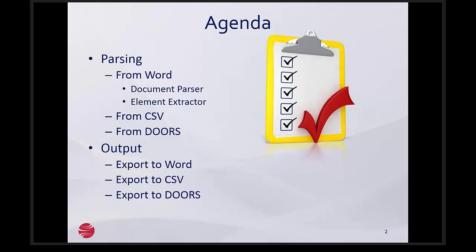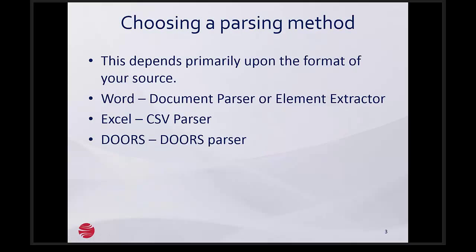Getting back to today's agenda, let's get started talking about methods of bringing data into Core. Choosing which method by which to parse the data most heavily depends on the format of your source. If your data is in a Word or other text document, you'll want to use the element extractor or the document parser. With two options for parsing text documents, we need to talk about when each is best.